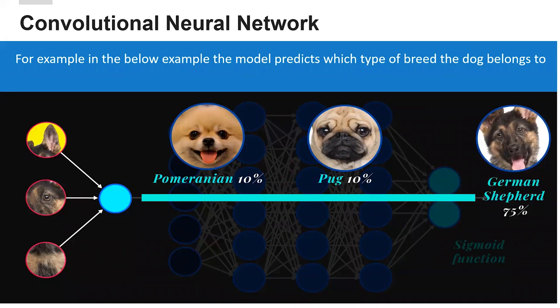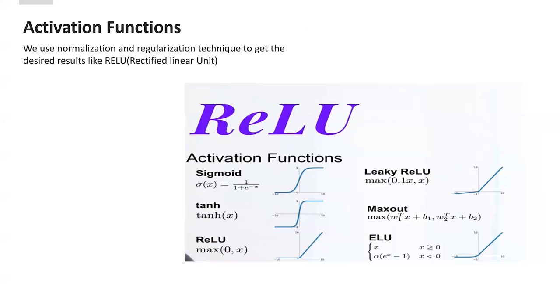Now, if you think about it, the machine already knows the properties of a Pomeranian or a pug or a German Shepherd or any breed of dog, right? So that's why it is able to predict what type of image we had. What is the classification? What will be the probability of each of these breeds?